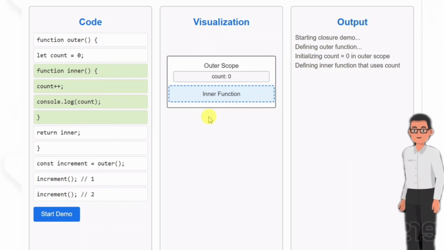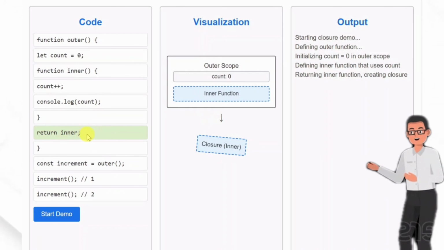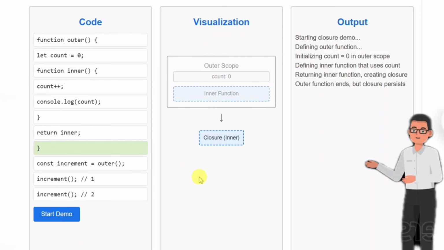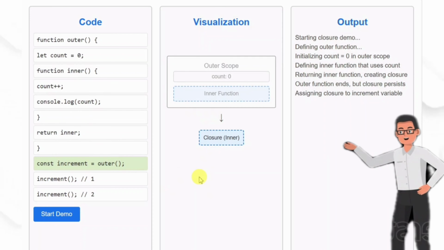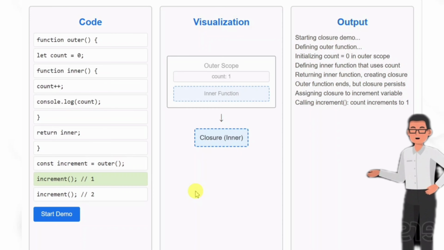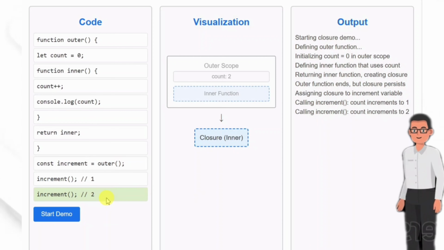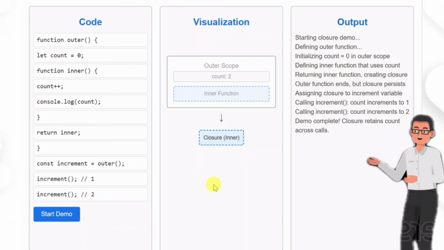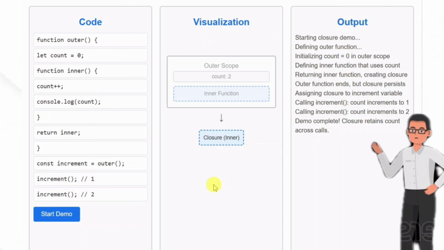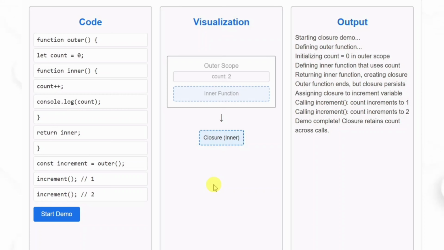So, let's recap what we learned today. Closures let functions remember variables from their original scope. Even when the outer function finishes, its variables live inside the inner function. This is super useful for things like private variables, caching, and event handlers.